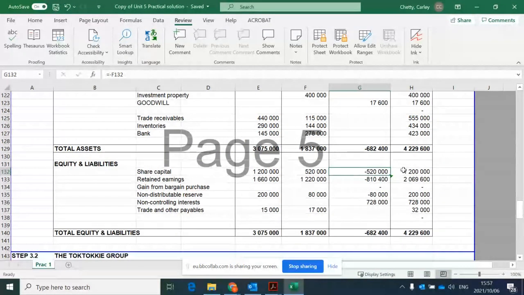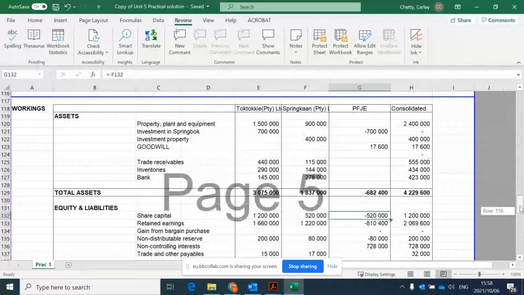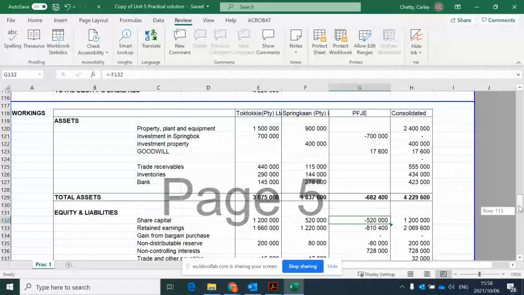So here our retained earnings is going to be made up of Tok plus Springcon, but then remember we would have eliminated a large portion of the retained earnings. So this retained earnings figure here, the pro forma journal entry to retained earnings, is made up of the retained earnings on acquisition. So that 810,400 Rand, that is made up of three items, which I'm going to show you.